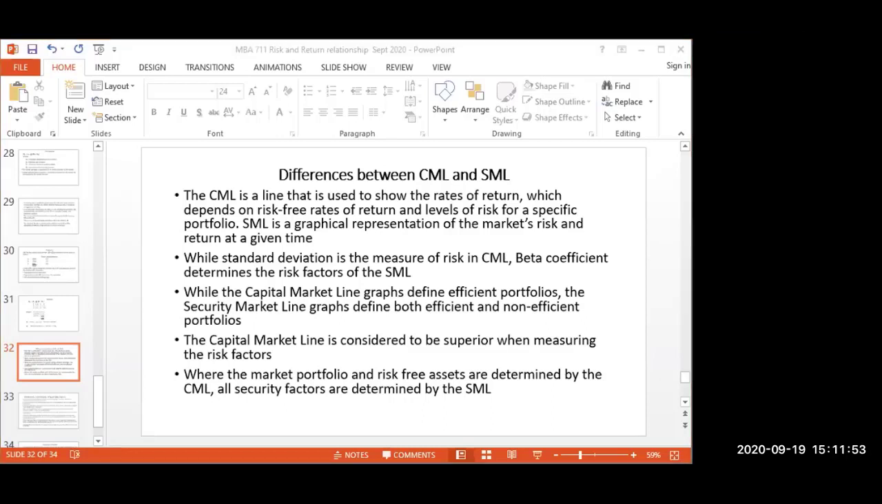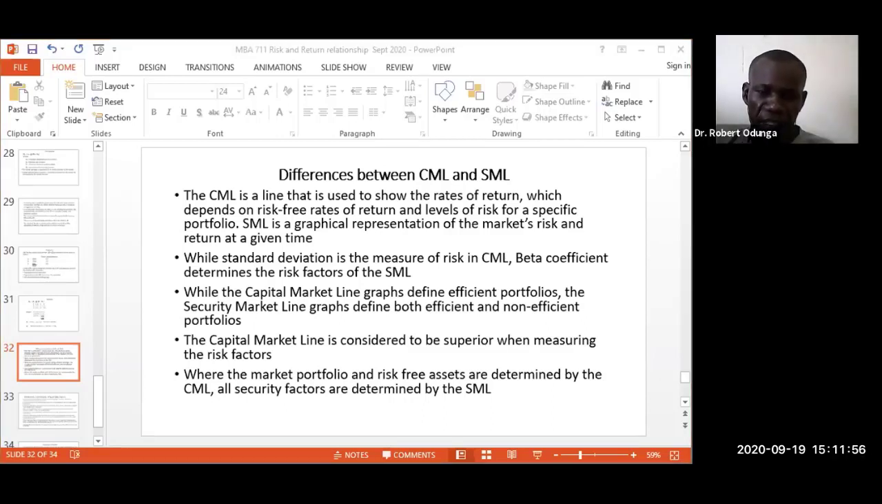So we are looking at the differences between these 2 lines. Okay. We are saying there are some differences in the way we look at them and the way we can make use of them. So where the market portfolio and risk-free assets are determined by the security market line, all security factors are determined by the SML. Actually, SML is a component of the capital market line, because SML as an equation can be used for individual assets, but CML is used for portfolio, which is a combination of a number of assets.